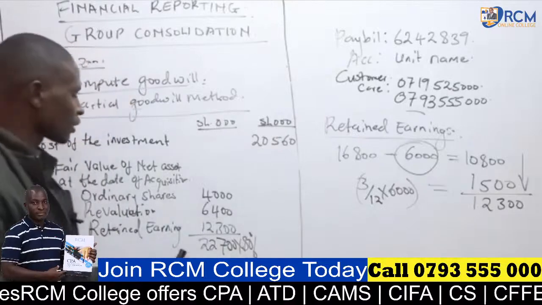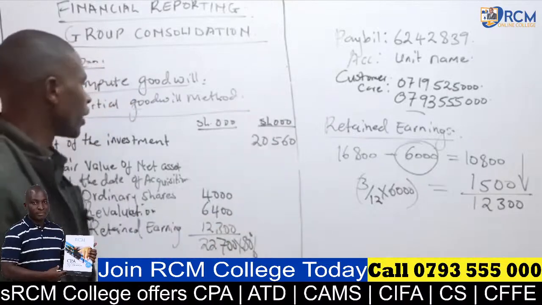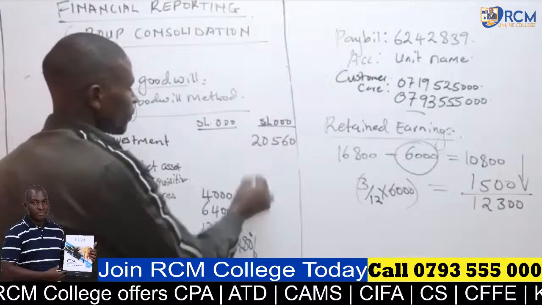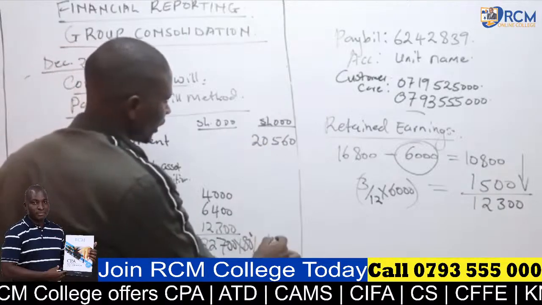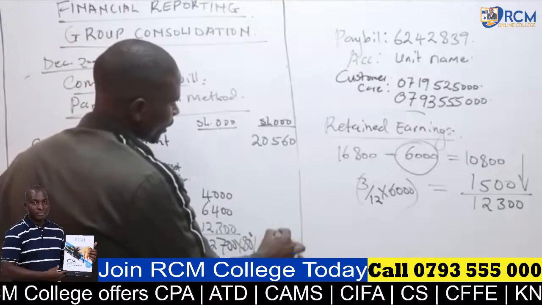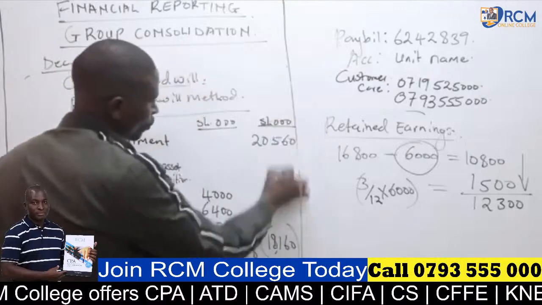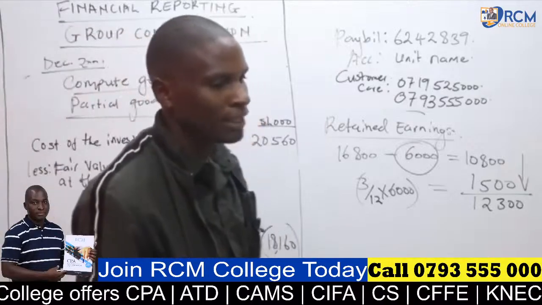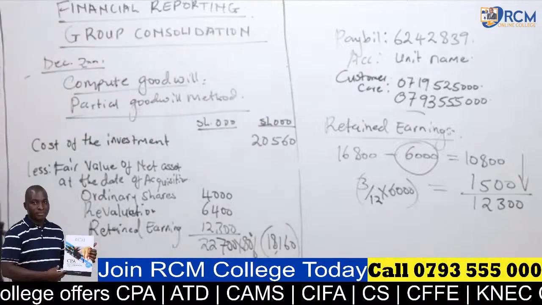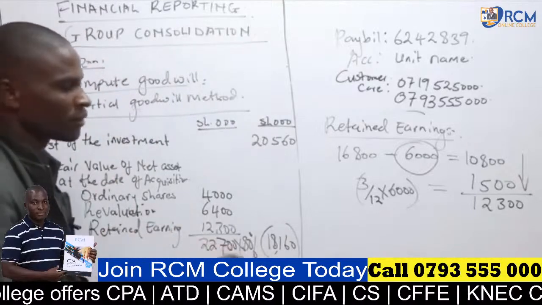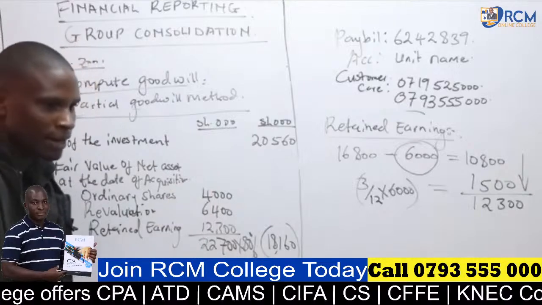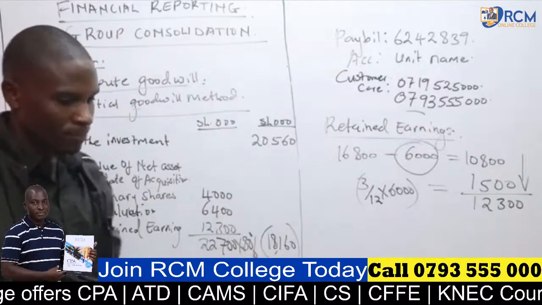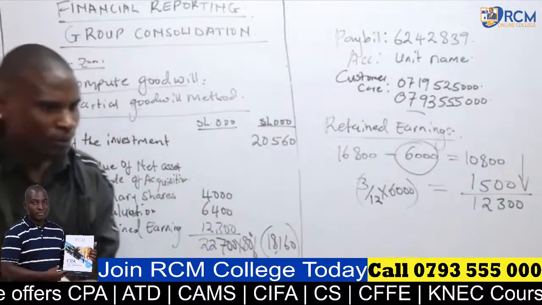So that means hizi sasa tutalipa hawa, tutazitoa kwa the cost of consideration or cost of the investment. Ni ngapi sasa hii? 18,160. You subtract that from 2560. Utoe hiyo, unapata ngapi? Hapa ni 2560 minus 18,160. What is the difference? 2,400.